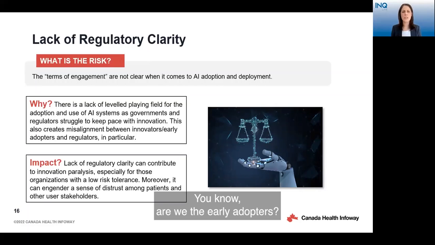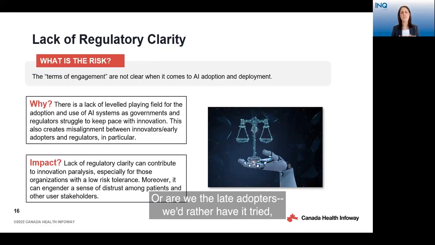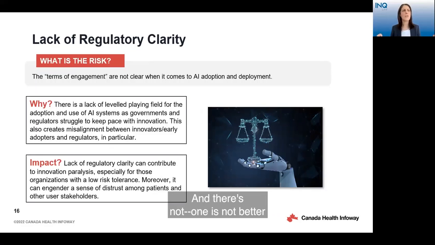Are we the early adopters? Are we the front runners when it comes to technology? Or are we the late adopters? We'd rather have it tried, tested, and true before we start to pick up anything new. And one is not better than the other. There's no judgment as to whether you're an early adopter or a late adopter.